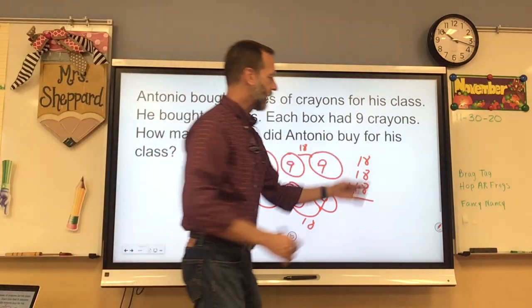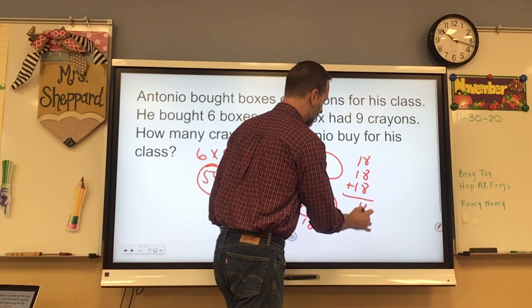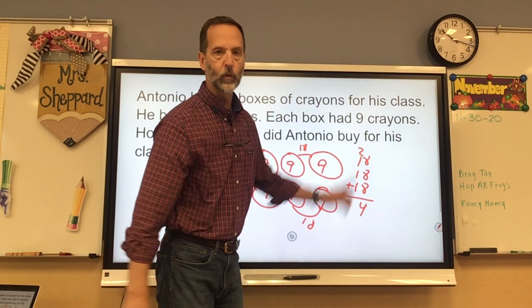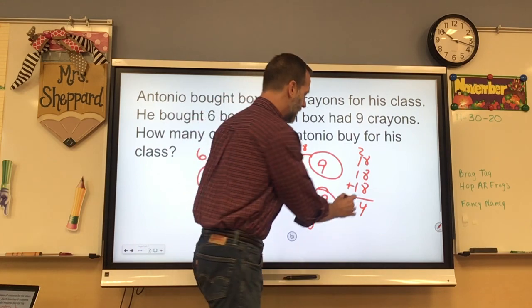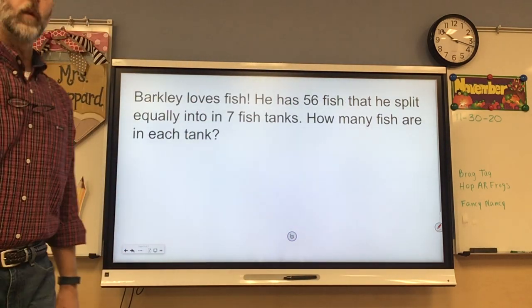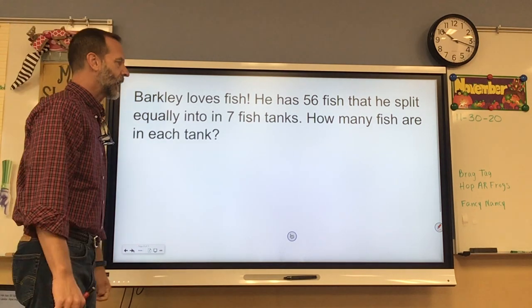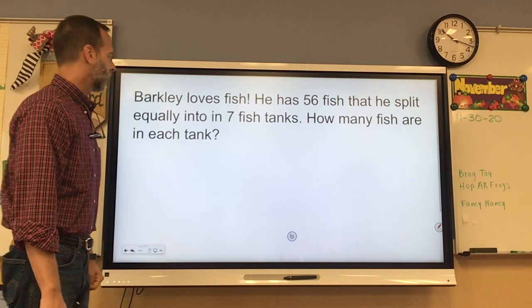All right, if I added here 8 plus 8, 16. 16 plus 8 is 24. That's a lot of finger counting. Carry the 2, 2, 3, 4, 5. It is 54. All right, next one. Barkley loves fish. He has 56 fish that he split equally into 7 fish tanks. How many fish are in each tank?